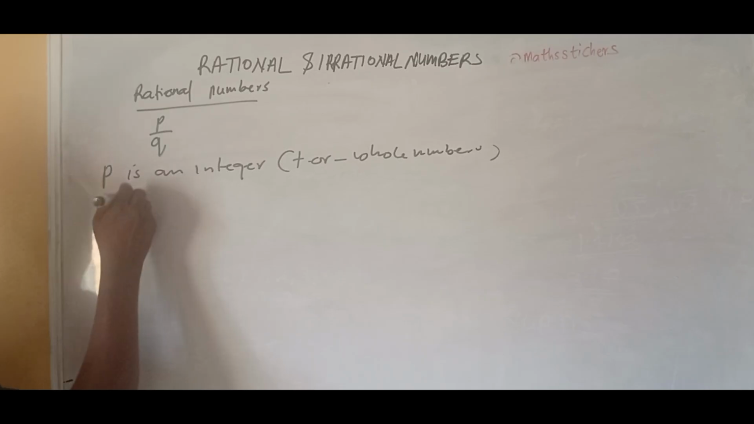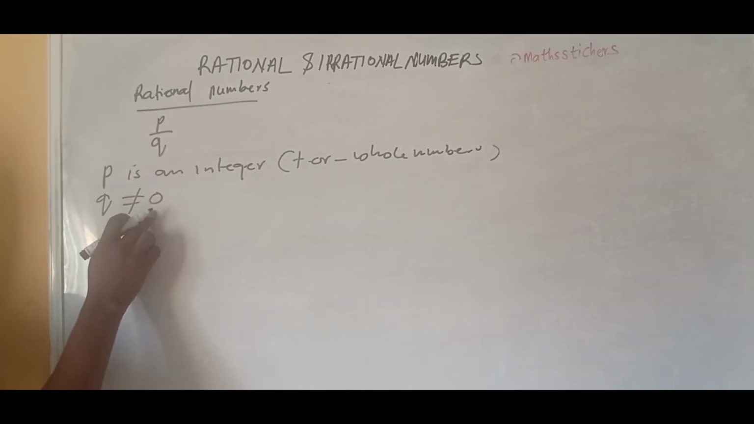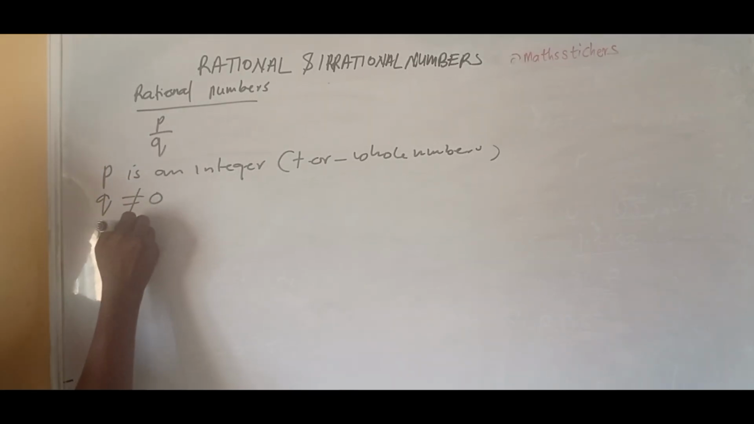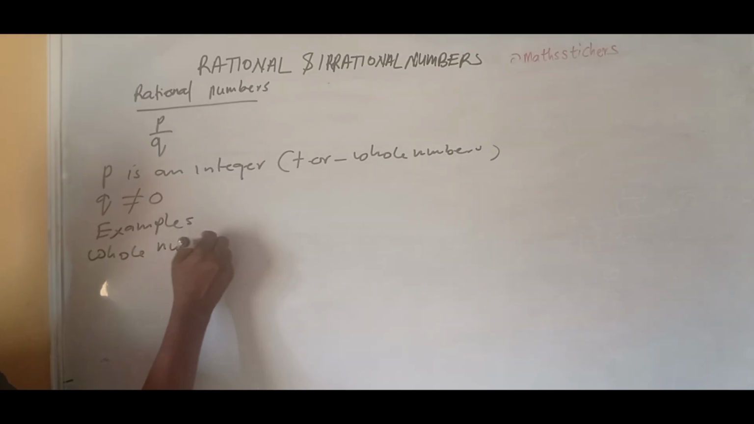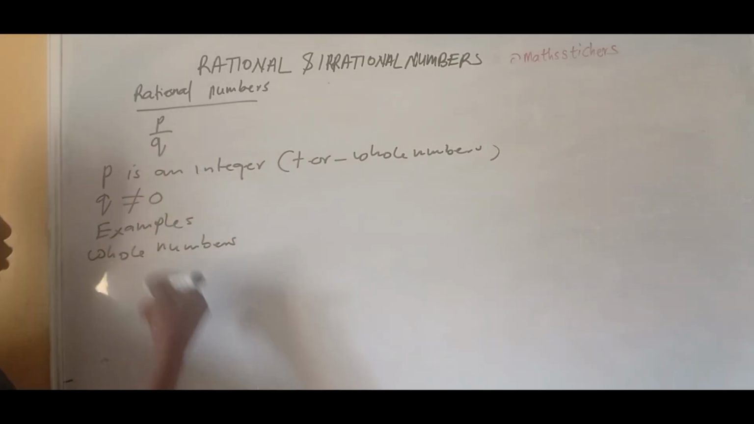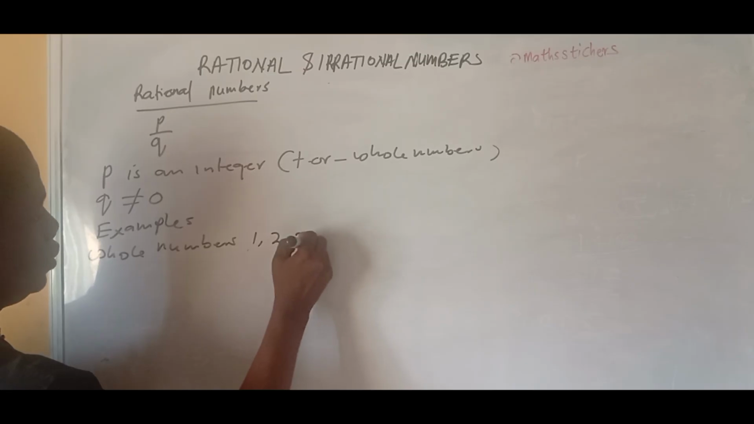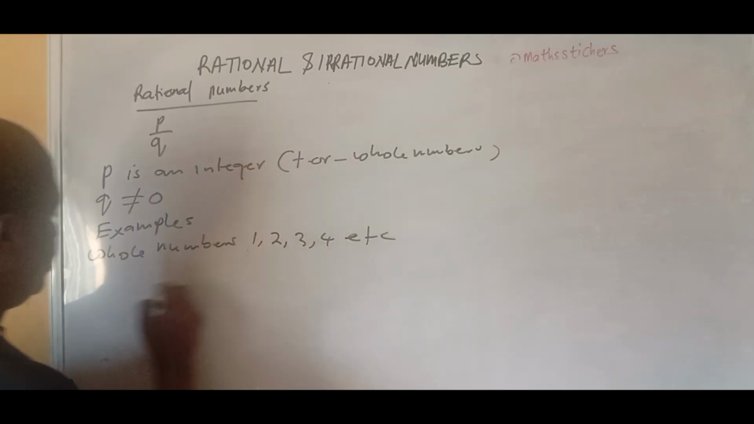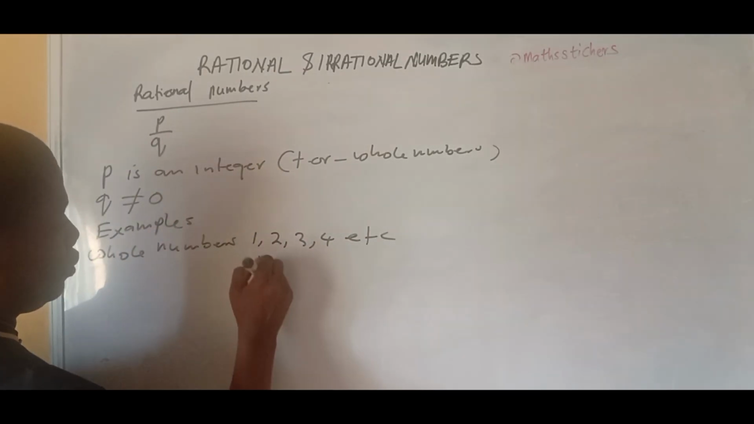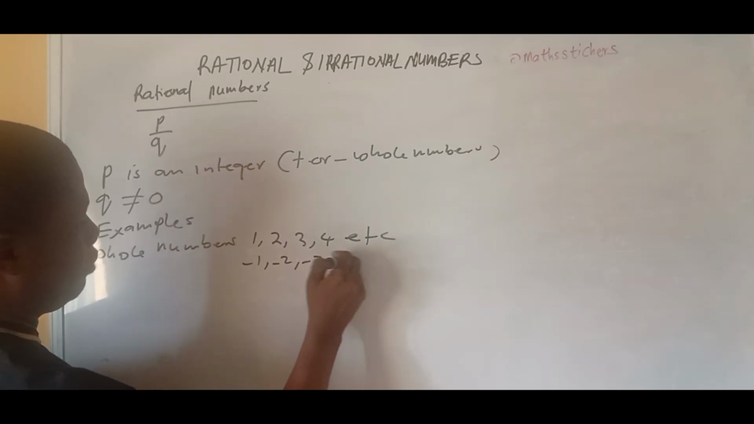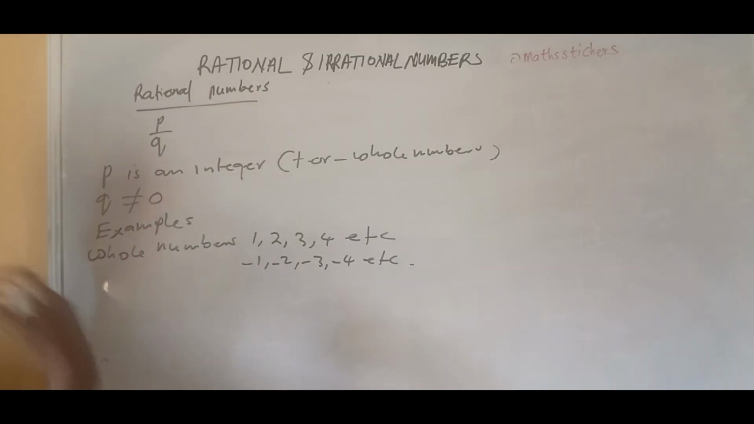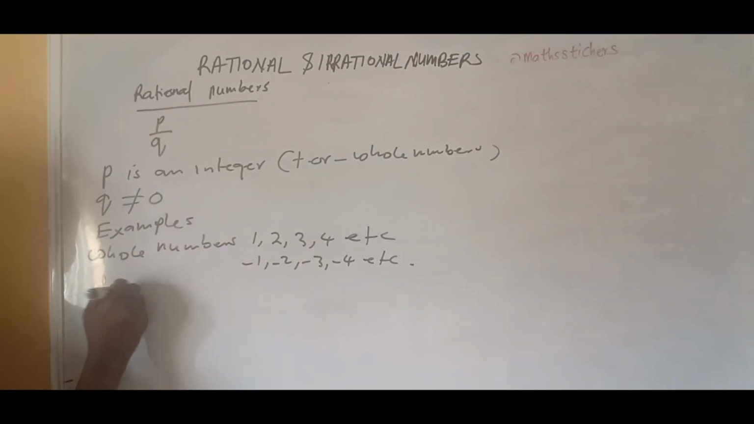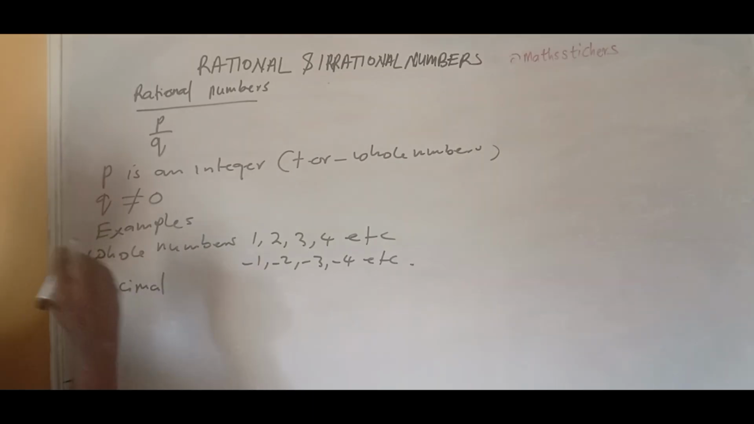Now, Q is not equal to 0, because 0 cannot divide a number. So what are the examples of rational numbers? Examples are all whole numbers, okay? Positive whole numbers such as 1, 2, 3, 4, etc. Okay? And negative whole numbers such as -1, -2, -3, -4, and so on. Okay? All these are regarded as rational numbers.